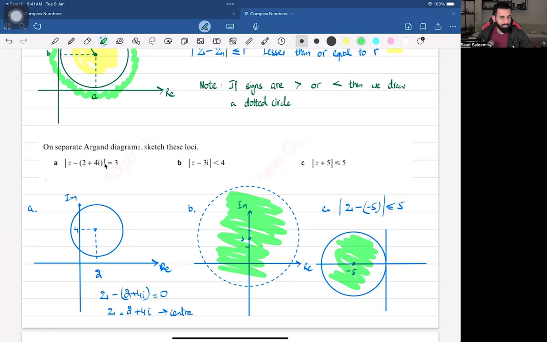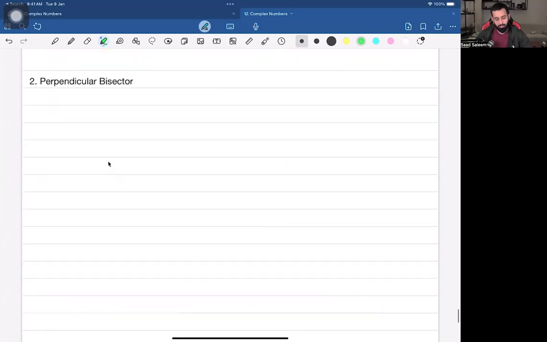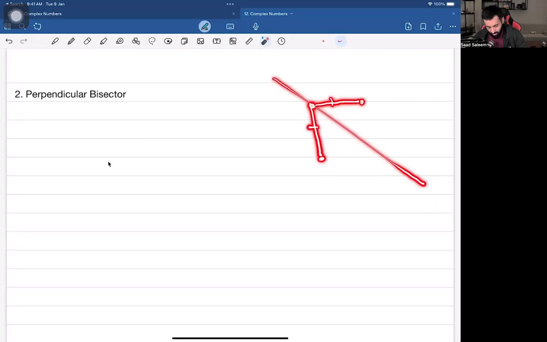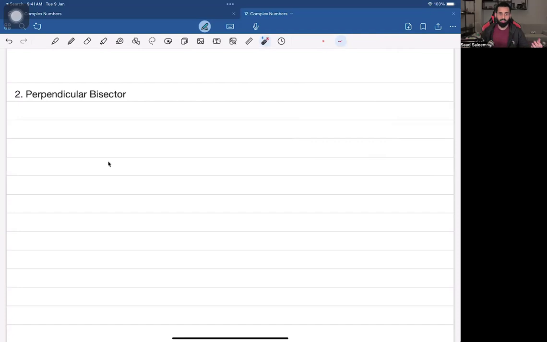I hope things are making sense. Now let's move on to the second locus, which is the perpendicular bisector. Remember, if you draw a perpendicular bisector of 2 points, then on that perpendicular bisector you have a collection of points whose distance is equal from the 2 points. So any point on the perpendicular bisector will have the same distance from both points of which the perpendicular bisector is drawn.